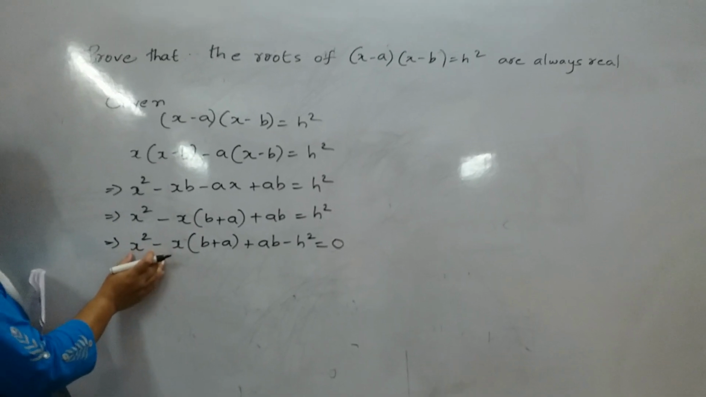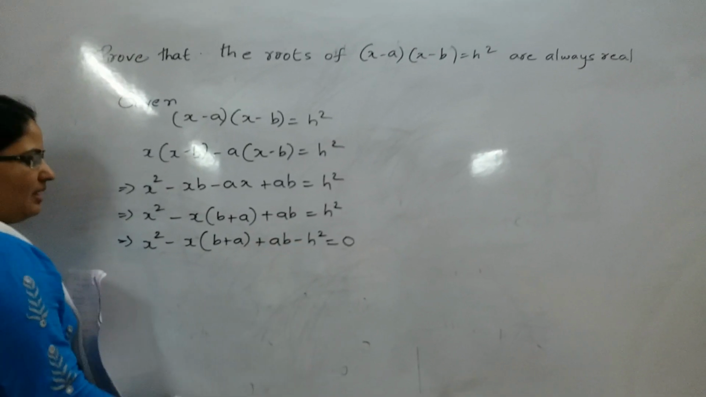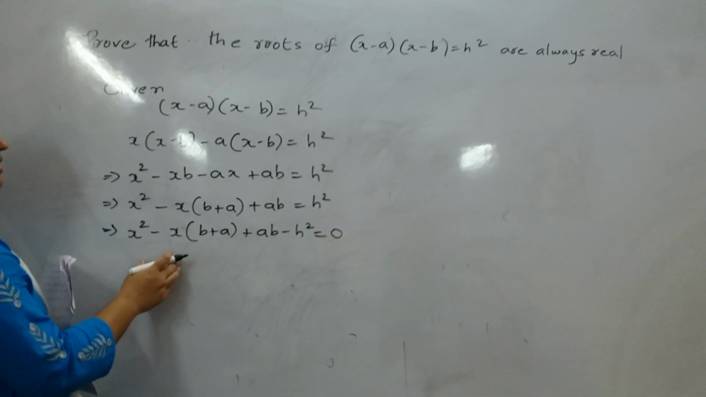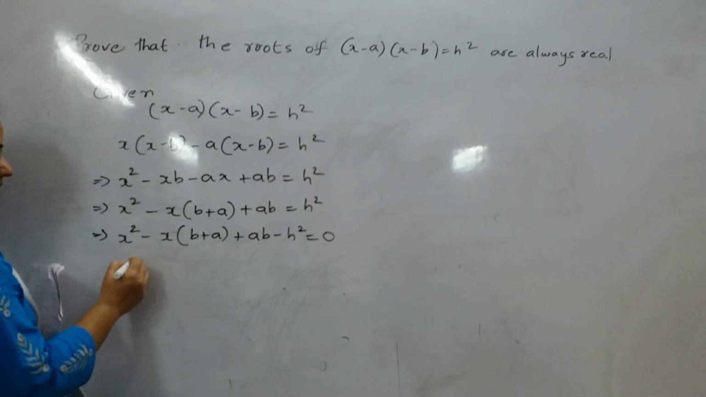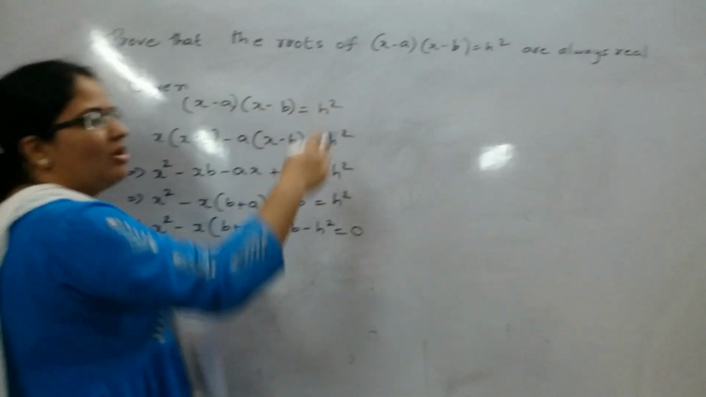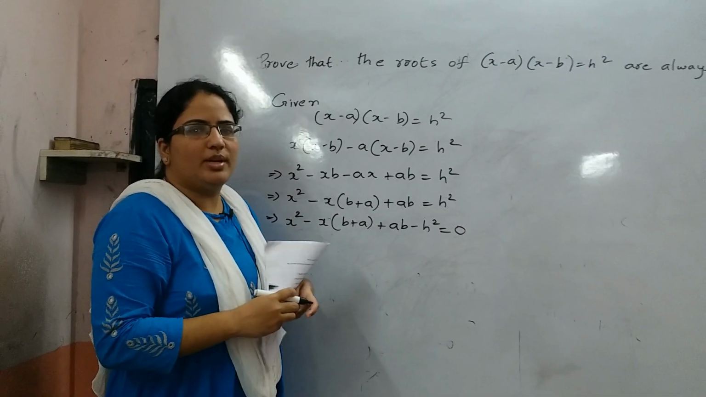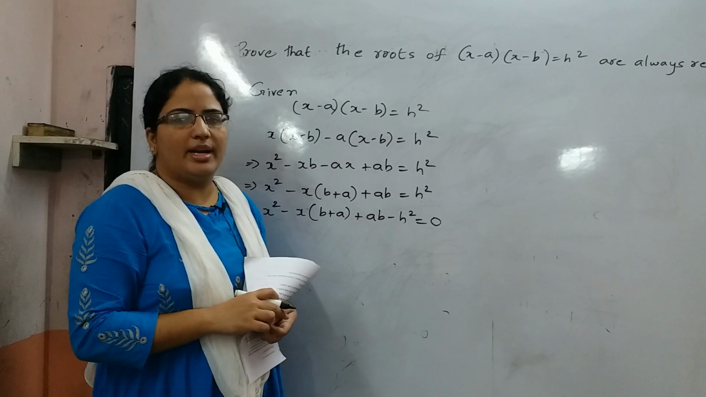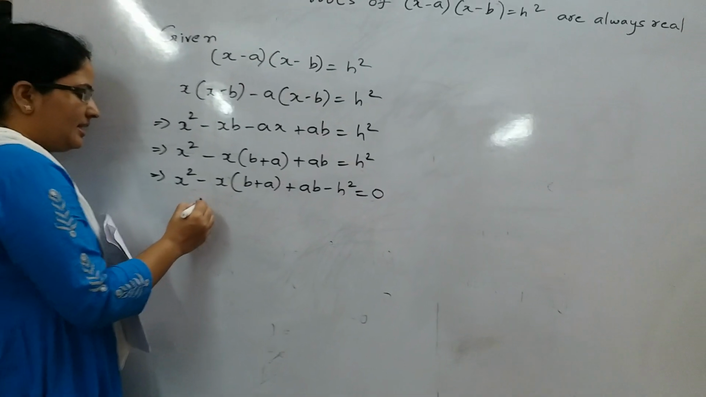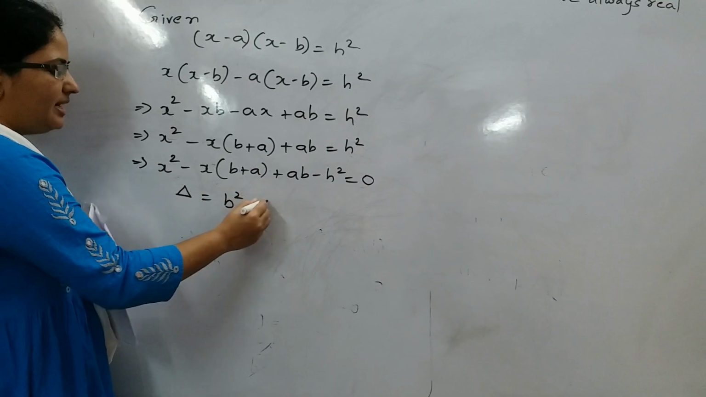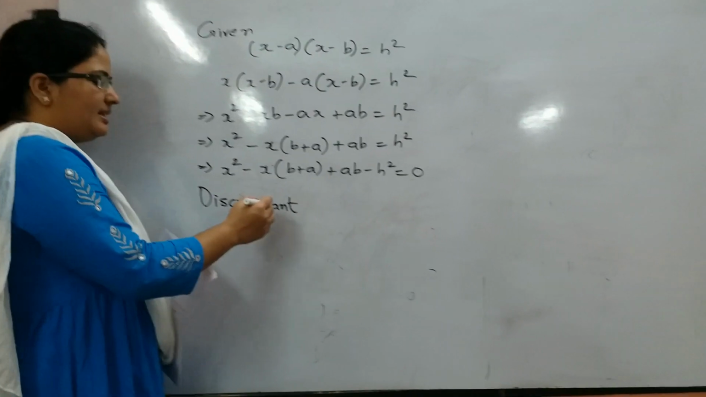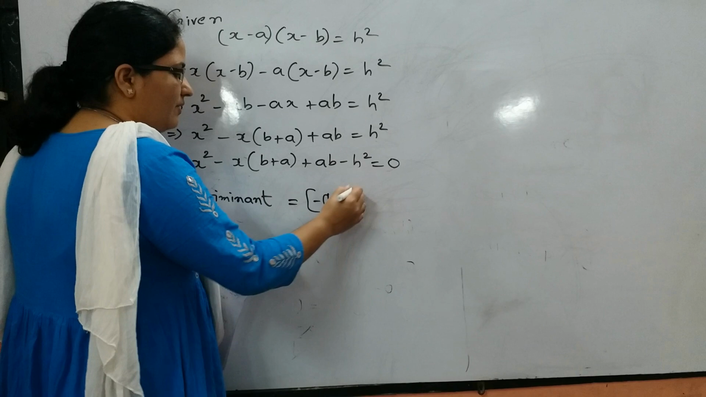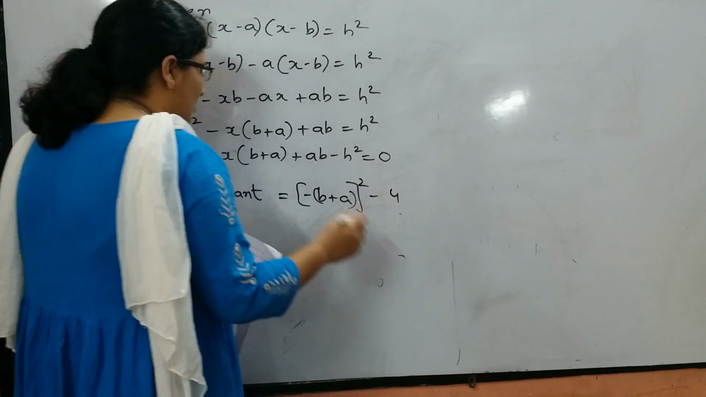This is in the form of ax square plus bx plus c. Now, what is it that you have to prove? Let us consider the discriminant in order to prove that the roots are always real. How do you get the discriminant? Delta is equal to b square minus 4ac. Here the discriminant is minus of b plus a, whole square, minus 4 into a into c.